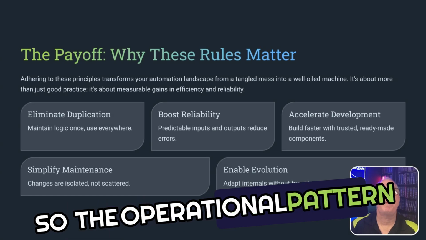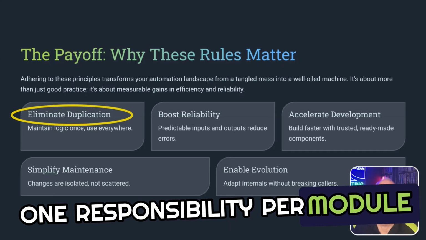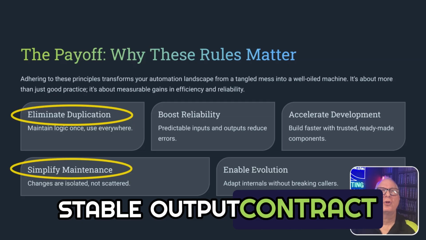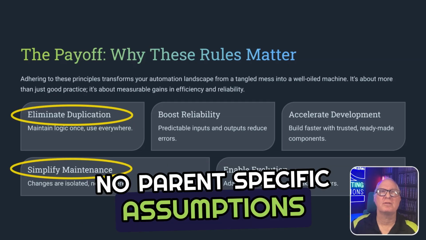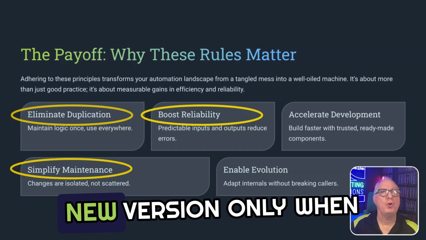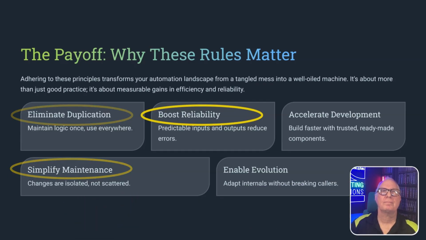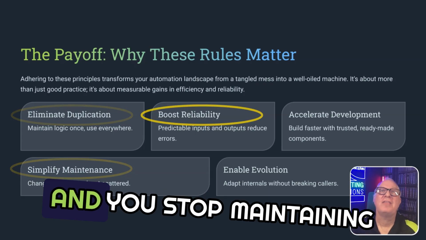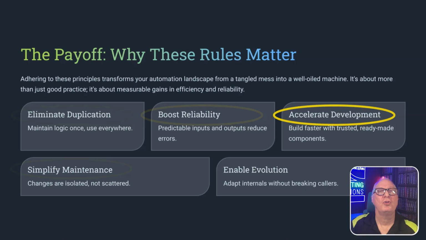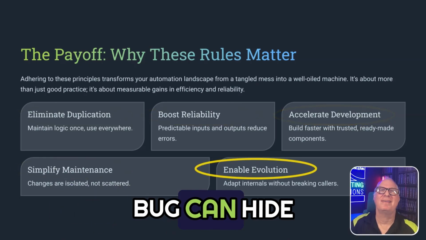So the operational pattern is straightforward: one responsibility per module, explicit input contract, stable output contract, no parent-specific assumptions, names that describe purpose clearly, and a new version only when the contract changes. Do that, and you stop maintaining the same logic in 5 places. You make updates safer, and you reduce the number of places a bug can hide.